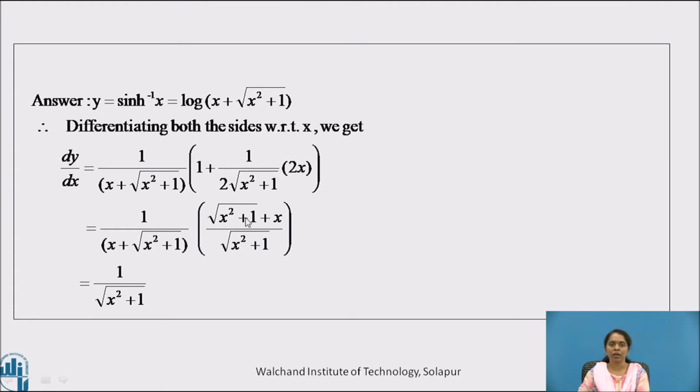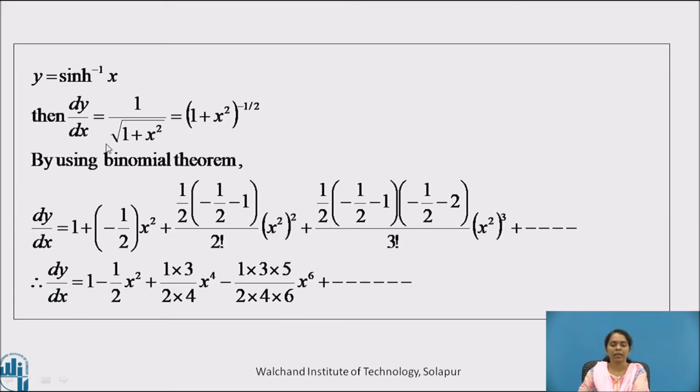Now look at the numerator term and this term. The two terms are exactly same, they cancel each other, and we are left only with 1 upon square root of x square plus 1. This represents the derivative of sine hyperbolic inverse of x. Remember this one. So that we have dy by dx to be 1 upon under root of 1 plus x square, which is 1 plus x square whole raised to minus 1 by 2. Again by using binomial theorem.